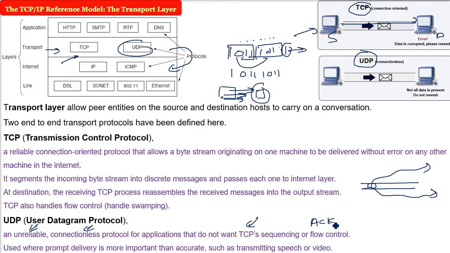Because the problem in TCP is that there is sequencing and flow control, that is, the number of ACKs that will come. So there will be overhead and unnecessary delay. Sometimes the user wouldn't like this. A user who wants prompt delivery, where accuracy is not that important, for example speech and video, if one frame or one pixel of sound or video is lost, it will not matter. But you need timely delivery. For that we'll use UDP.